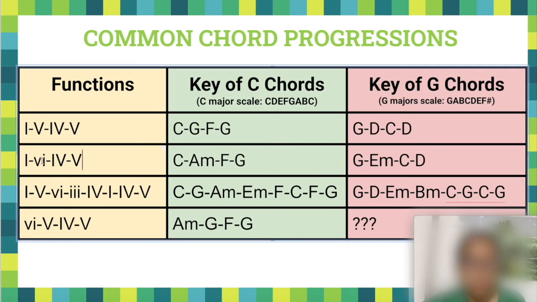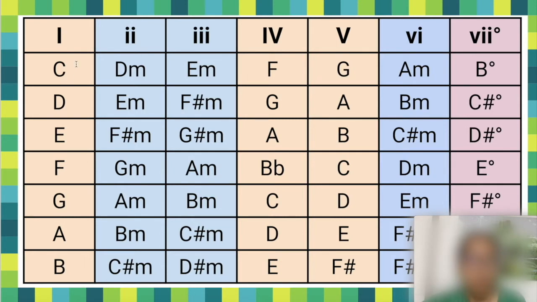Again, 1, 6, 4, 5, right? So let's check that in the table, 1, 6, 4, 5. In the key of C, 1 is C, 6 is A minor, then 4, 5. So C, A minor, F, G. In the key of G, that would be G, E minor, C, D.